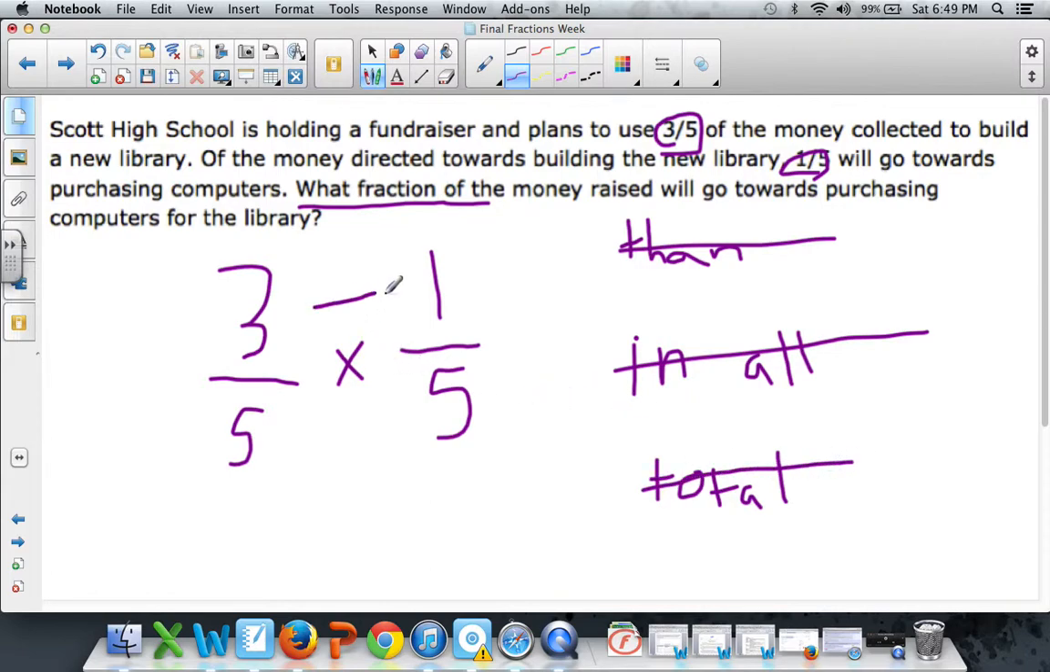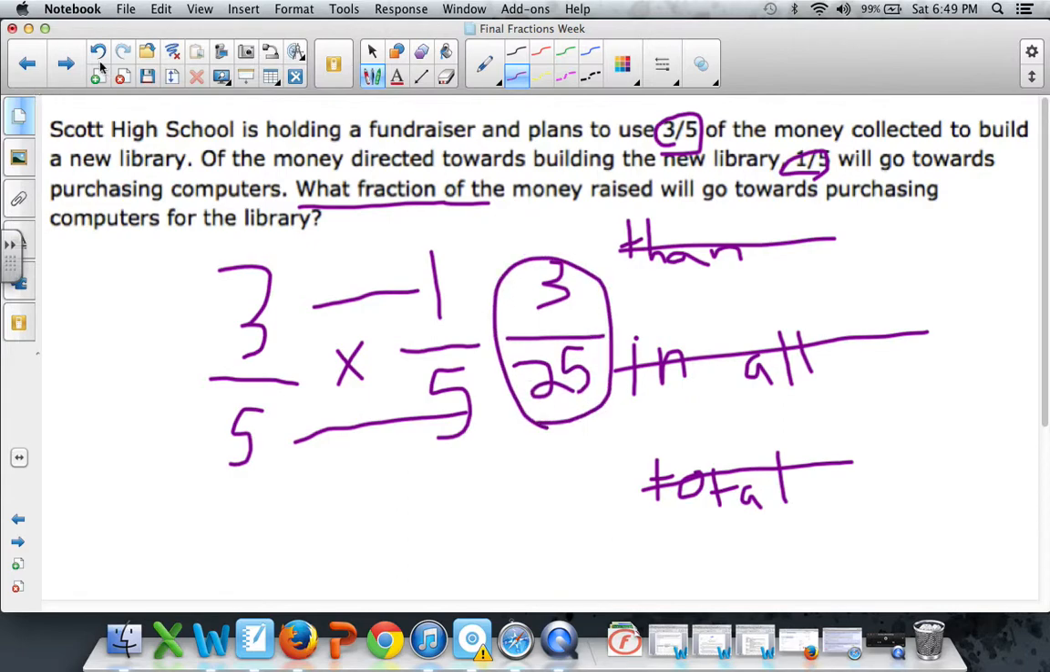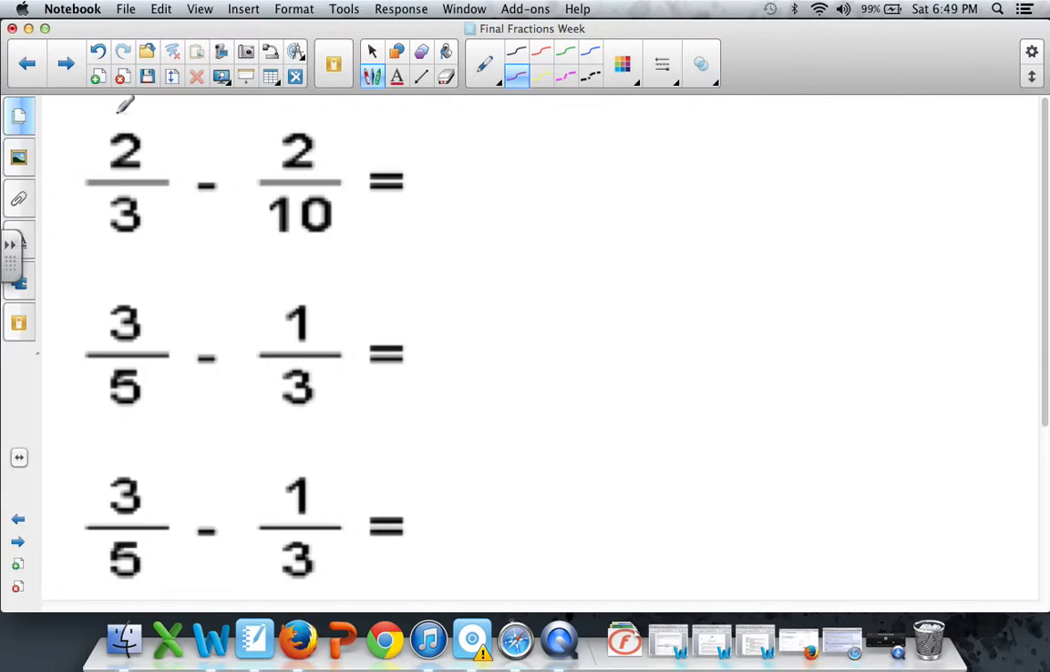Anyway, multiply straight across. 3 times 1 is 3. 5 times 5 is 25. There you go. That's your answer. Let's do some problems together. Oh boy, this is going to take a sec. 3 problems, and none of them are that nice. But we can do them.